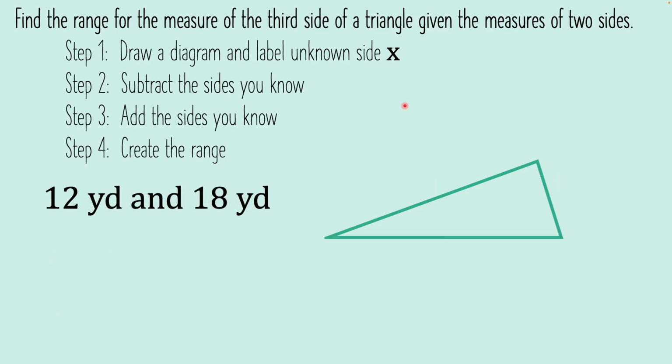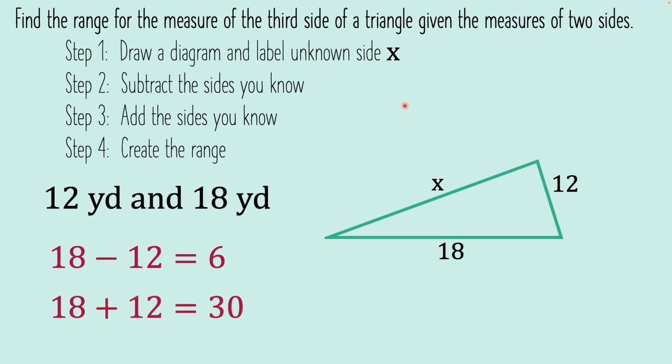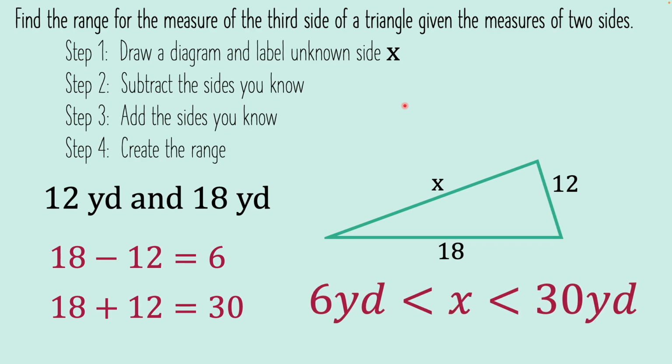Let's try another one. 12 yards and 18 yards. So I know 12 and 18. I don't know the third side. So I'll take the sides I know and subtract them. 18 minus 12 equals 6. Take those same sides and add them. 18 plus 12 equals 30. And I know that that third side has to be somewhere between 6 and 30 yards.